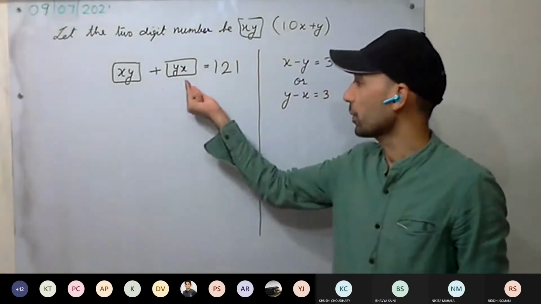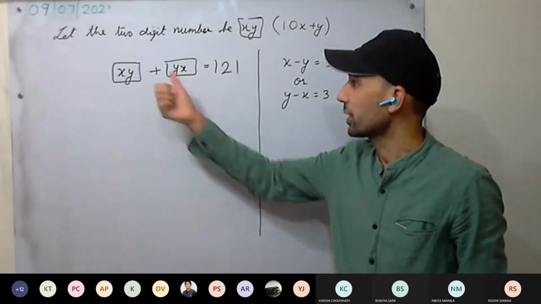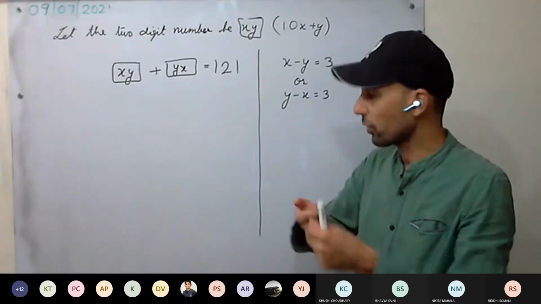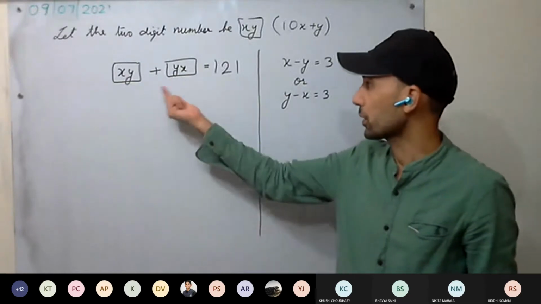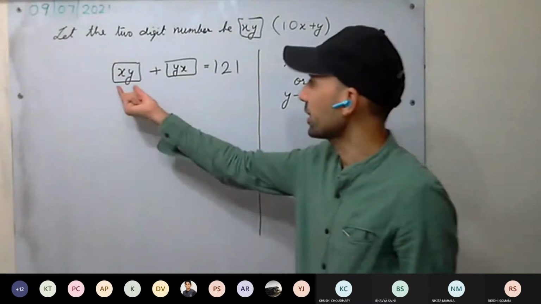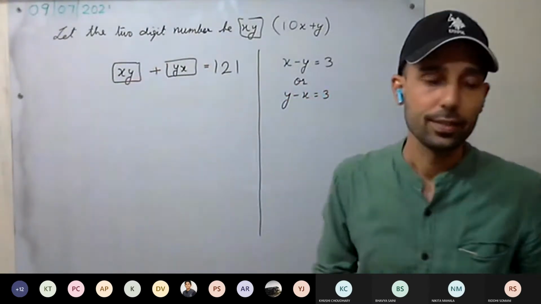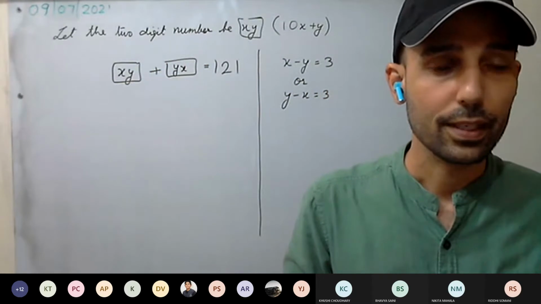Can we guess from this equation which is greater, x is greater or y is greater? From this equation, can we guess? Or is it not possible to guess here? Or it can be anything, whether x is greater or y is greater, it doesn't matter. Yes or no? Can anyone tell?